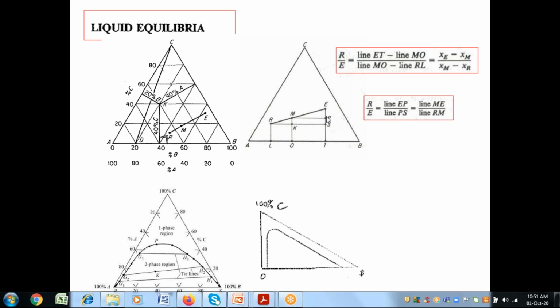So that means this by this, and line ME. What is the line ME? This one divided by line RM. So this will be applicable for all tie lines. So whatever tie line you draw, these tie lines will be indicating the liquid equilibrium compositions.